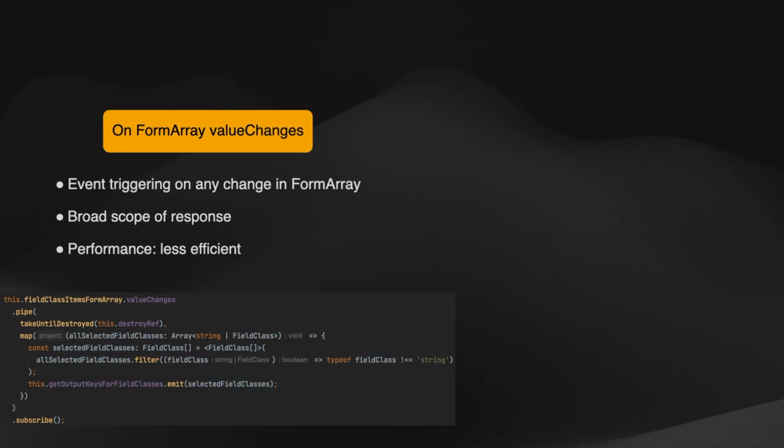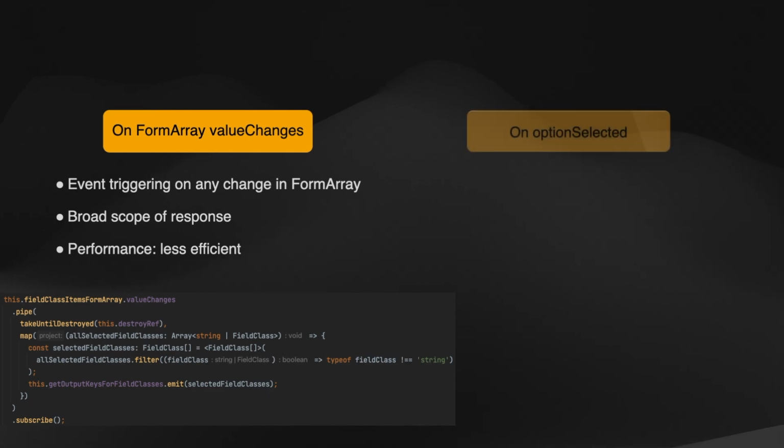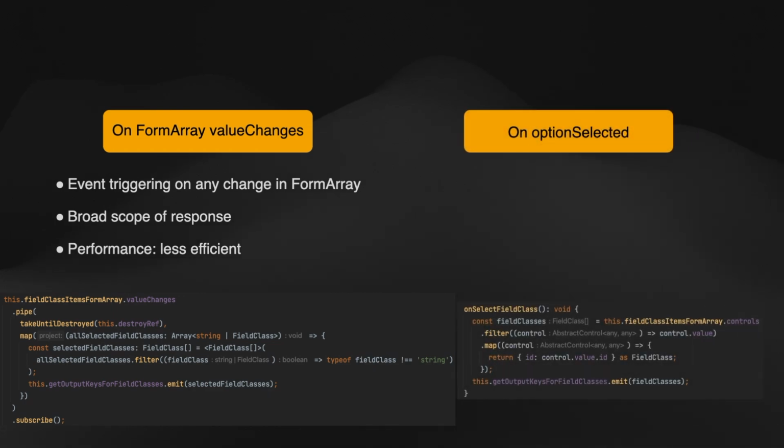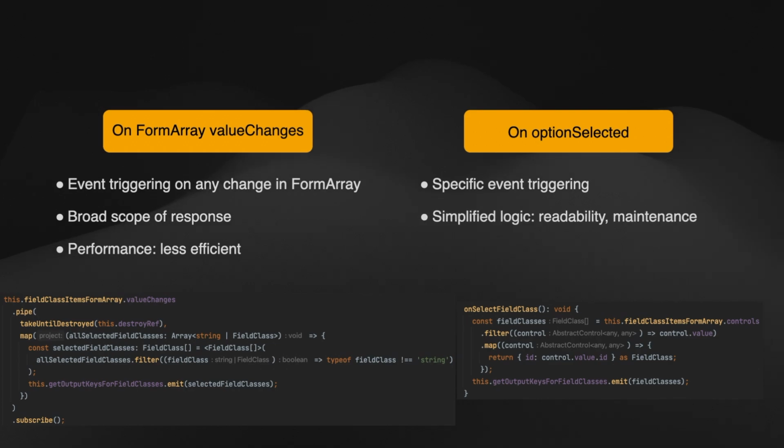With the new approach on option selected, the onSelectItem method is specifically triggered by the option selected event of the mat autocomplete. This ensures the method is only executed when an option is actively selected, making it more targeted. The method directly focuses on processing the selected options. This makes the code more straightforward and easier to maintain.